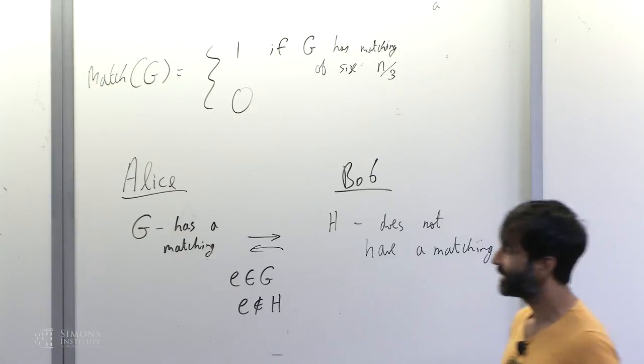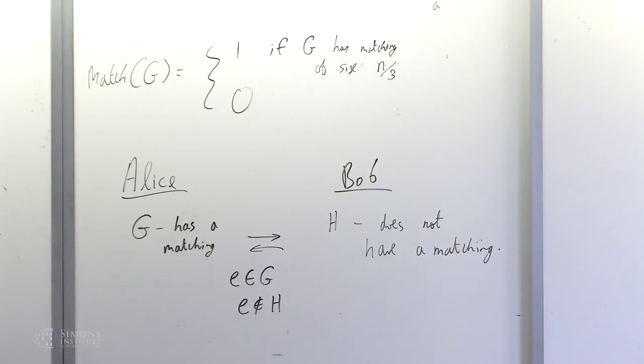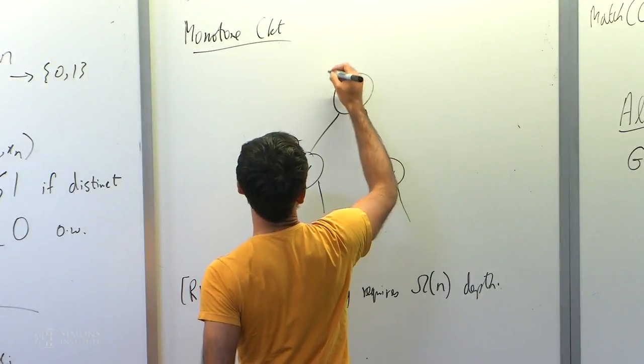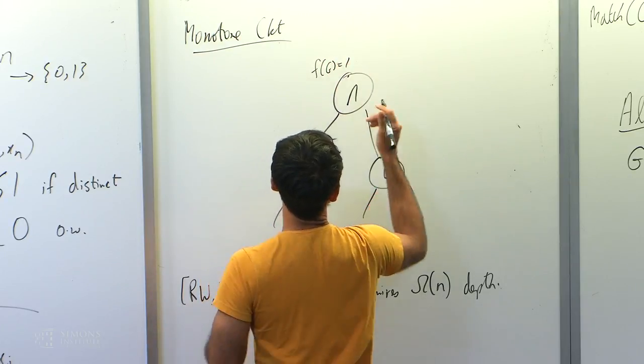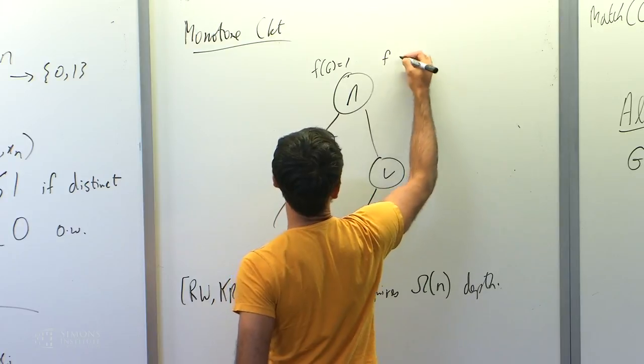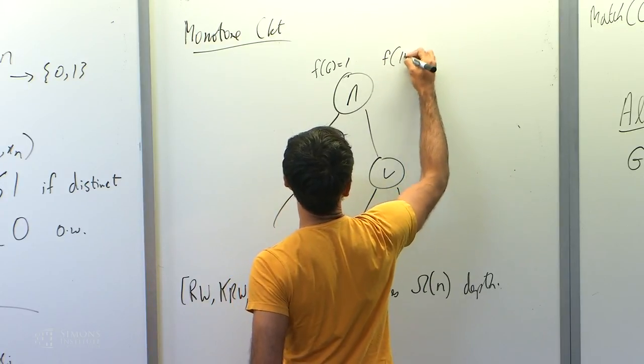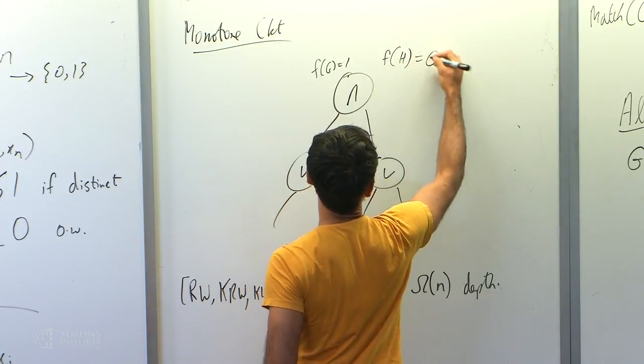And how will they do that? It's a very simple reduction. They both know the circuit. So Alice will plug in the edges of G in the inputs, and Bob will plug in the edges of H. And this gate here will output F of G equals 1, a match of G, well, here it's F. So it computes some function, and that function evaluates to 1 on G, and on H it has to evaluate to 0.